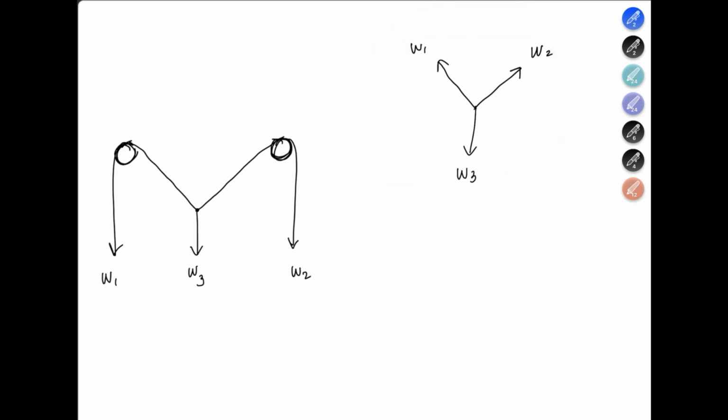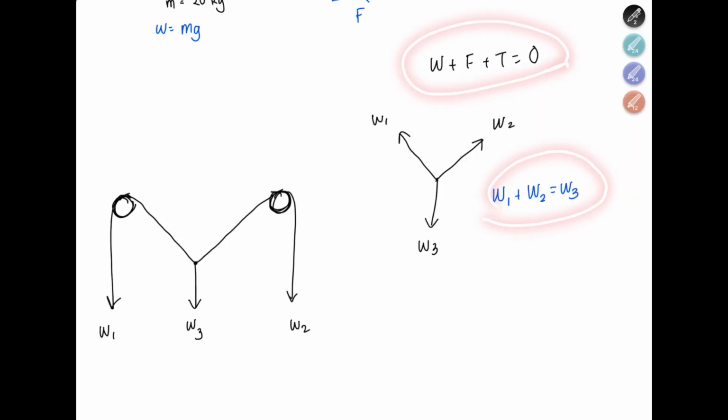When we say that these forces are in equilibrium, that means there is no resultant force. So we can say W1 plus W2 equals W3. The forces are equal. W1 plus W2 is equal in magnitude to W3 but opposite in direction. As mentioned before, the sum of these forces would be 0. So we can write W1 plus W2 plus W3 equals 0.